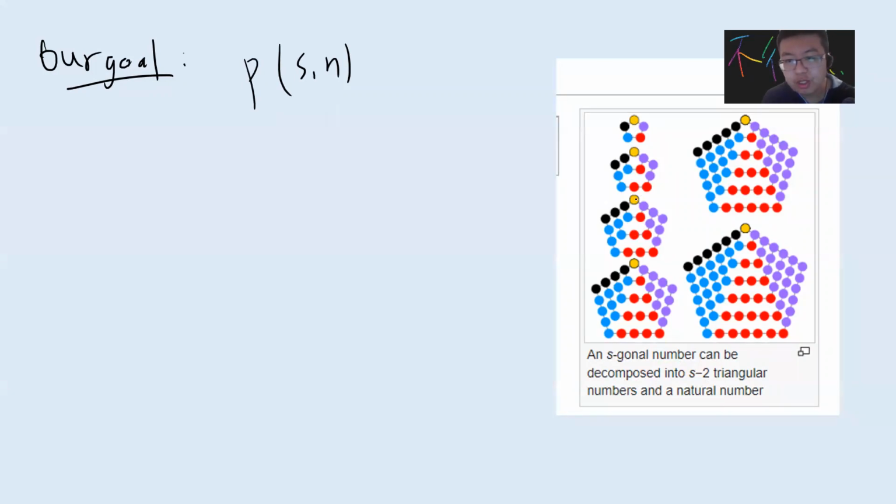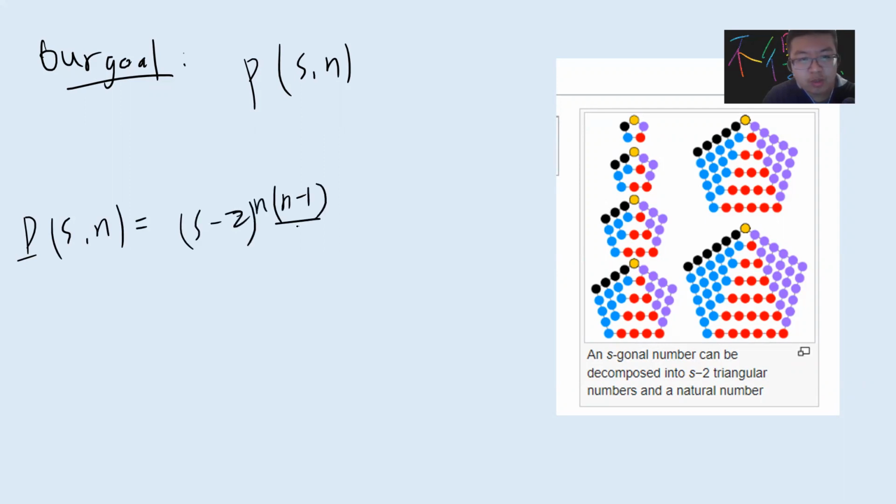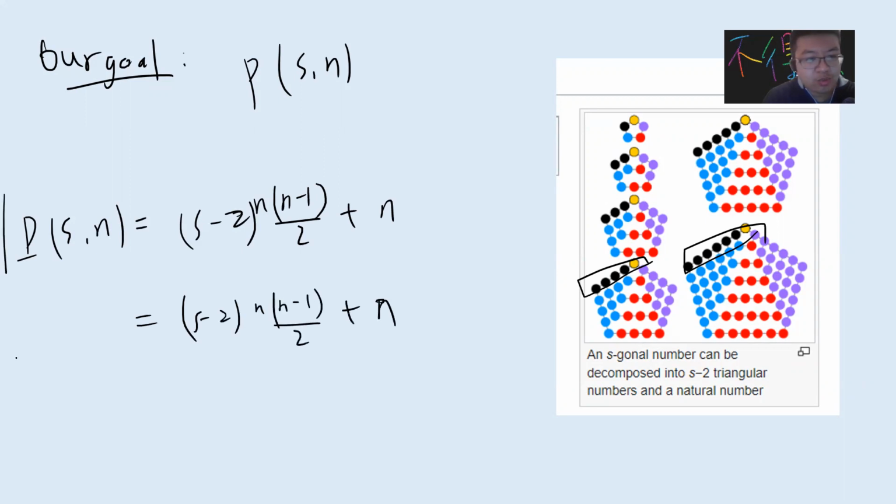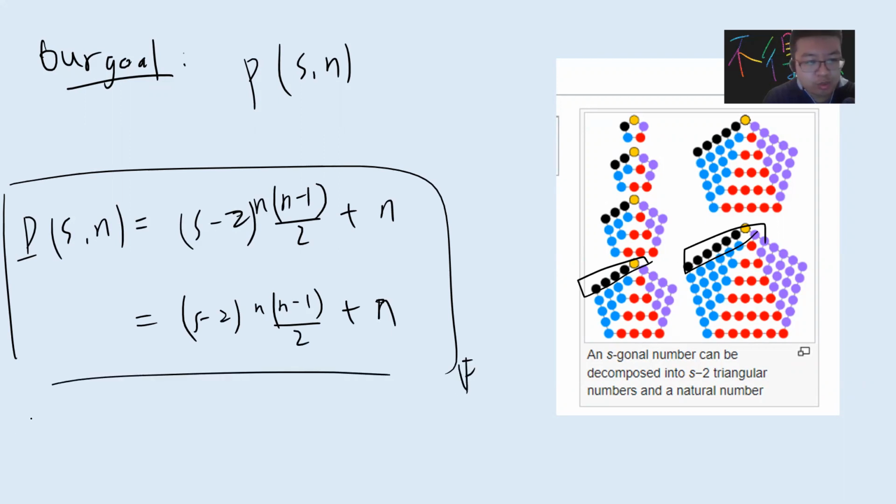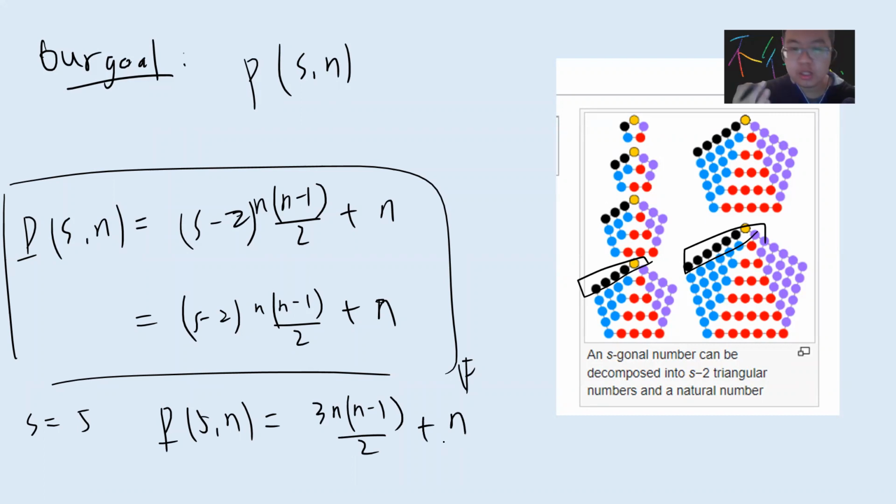So there is a 5, right? You cut it. Okay, so from this point of view, your P_{s,n} will be s minus 1 triangular numbers. So it's (s minus 1) times n(n minus 1) divided by 2 plus n, because you get this black dot and the yellow dot. Okay, so this is your result. Okay, so proof done. For example, you can put s equals 5, and you get the pentagonal number 3n(n minus 1) divided by 2 plus n.